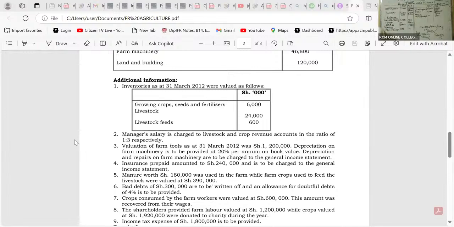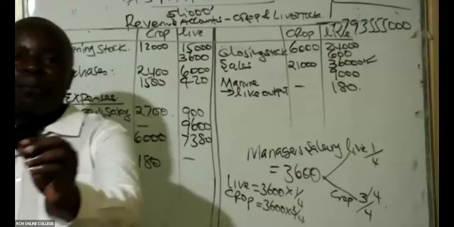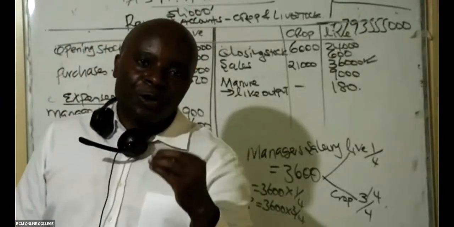Then we've been able to account for this manure of 180. And then these cows also never left us like that. I mean, they had to eat some crops. Right? Crops used to feed the livestock were valued at 390. So in this case, we got some crops which we took to these cows.